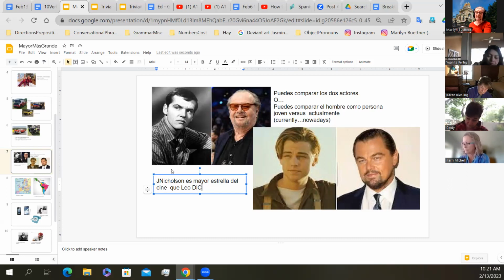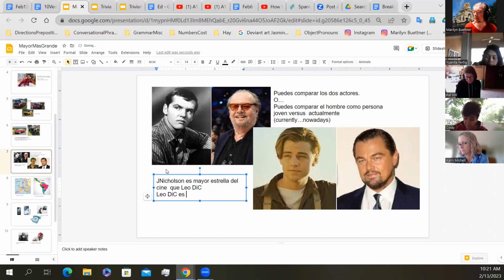Leo DiCaprio es menor que Jack Nicholson. Sí. Bien. Es menor. If I want to use the opposite, menor que Jack Nicholson. Okay. Bien. Sí.